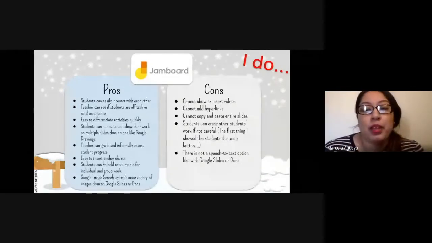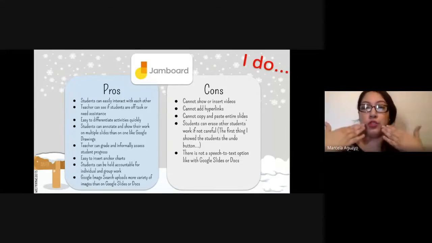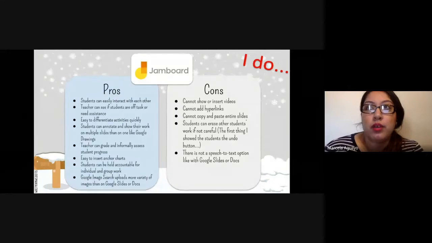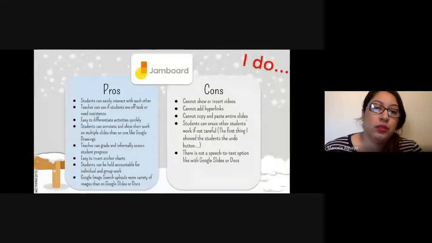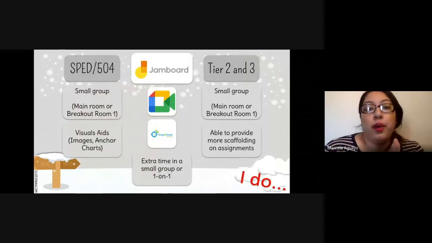And another con is that there isn't a speech to text option, like voice typing, where the students can talk and it'll type for them. You can find that on Google Slides and Google Docs. So Jamboard isn't a perfect technology feature, but I feel like there's more pros than cons. So overall, with Jamboard, how can you group your students, and how can you utilize it to help our special populations and all students in general?